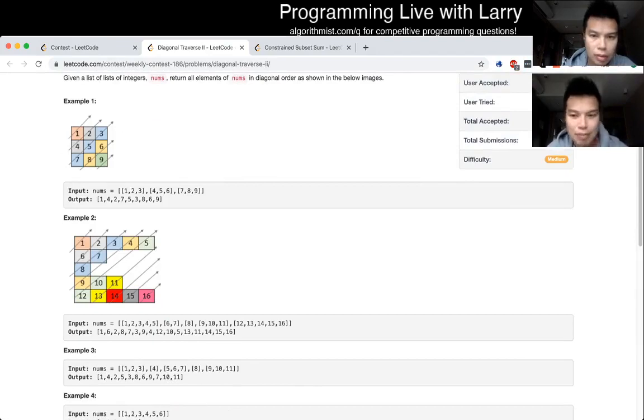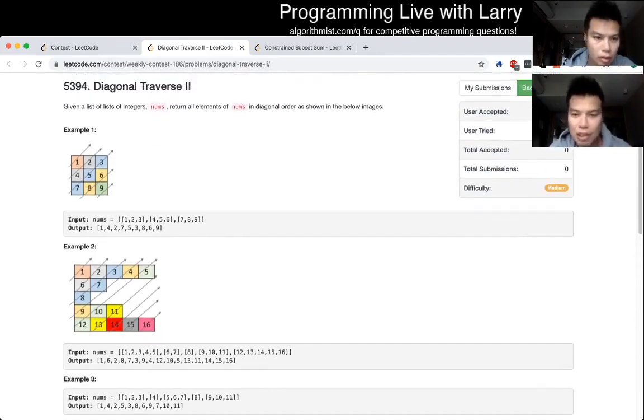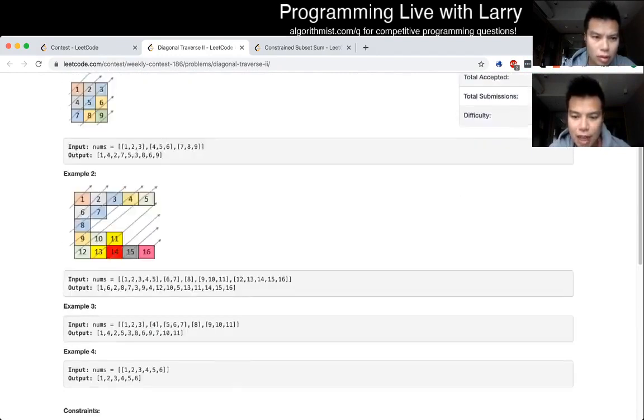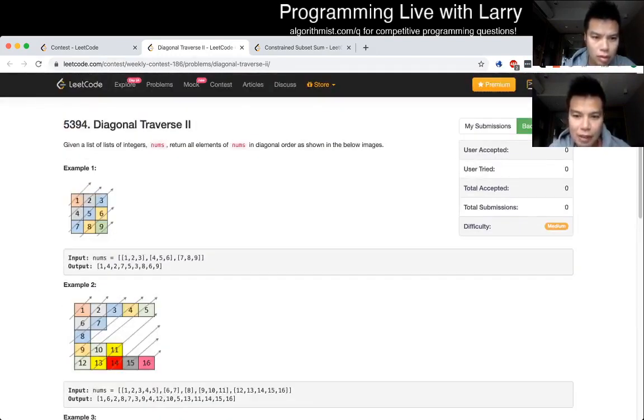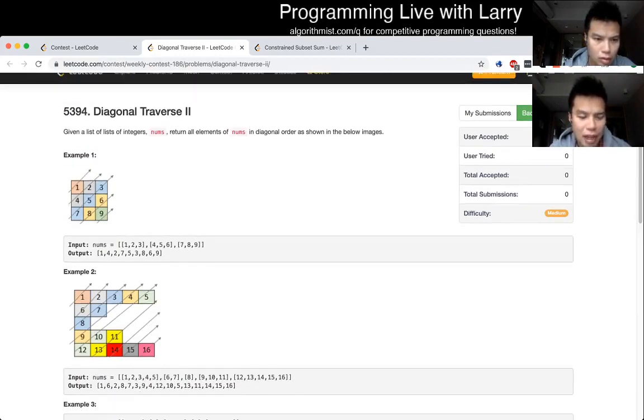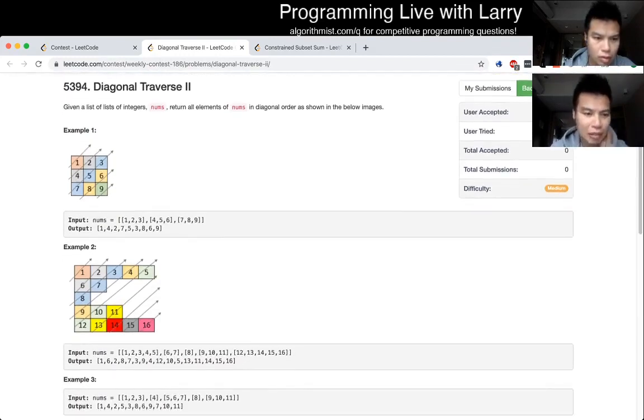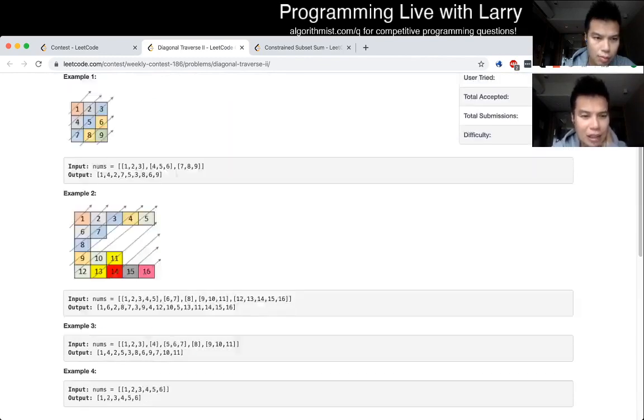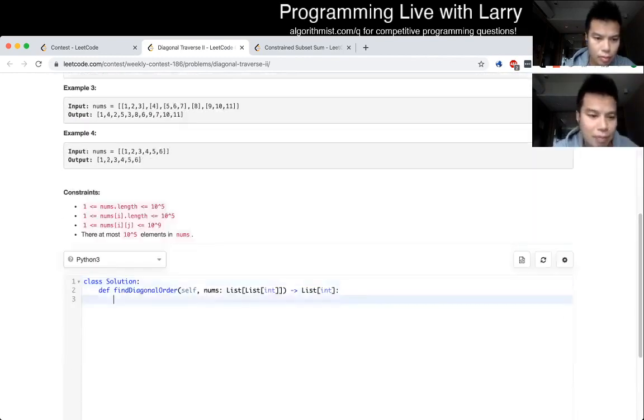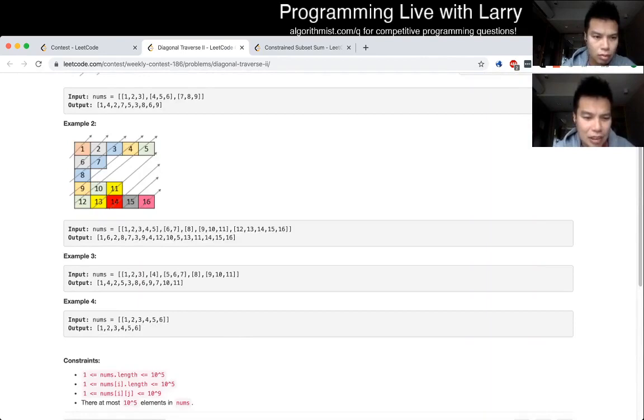It's a bit of time. Diagonal Traverse 2. So this one, I was trying to read it carefully, and I actually have a bit of a typo here, but I was like, okay, I know how to do this.